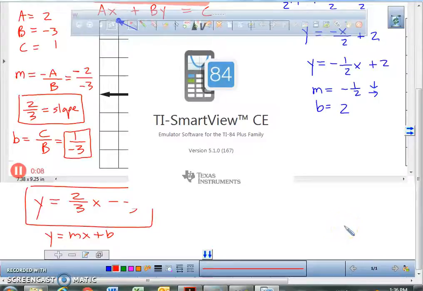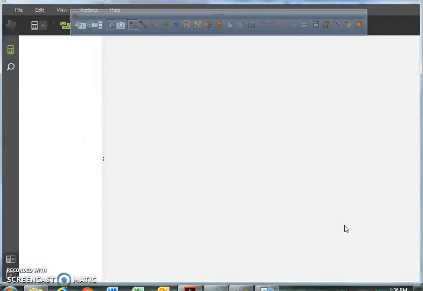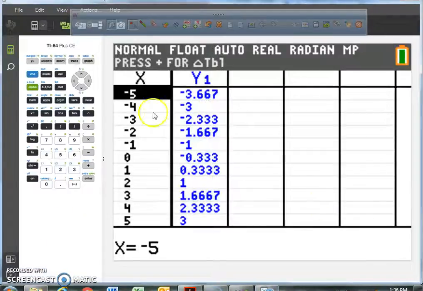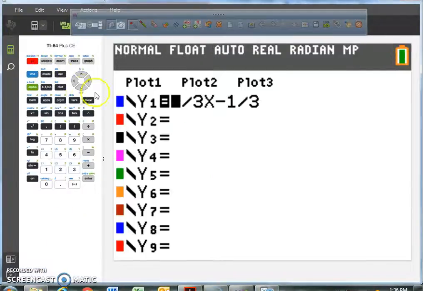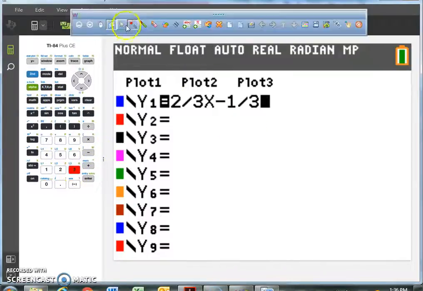And I am going to go to y equals. There we go. Y equals. I'm going to clear this out. And what is the slope I need to type in? What was the slope? 2 divided by 3. I erased it. That's okay, so you can see the keystrokes. Minus 1 divided by 3. So there's my equation of my line.